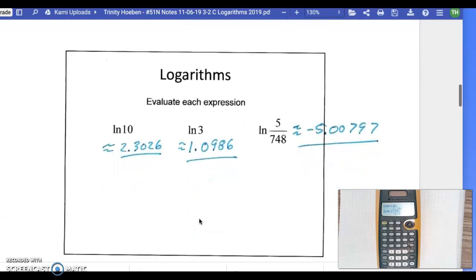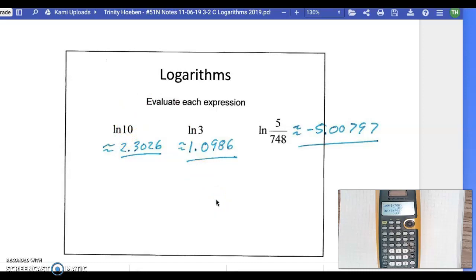Sometimes instead of seeing log, you're going to see natural log, the ln. So instead of using the log button, you're going to use the ln button. The only one that's tricky there is the third one, so let's do that fraction together. 5 divided by 748. Hit the equal sign, and you're going to get roughly negative 5.00797.